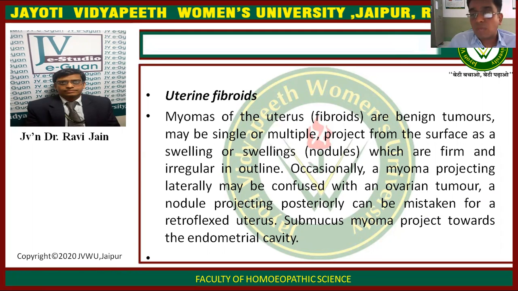So occasionally these myomas projecting laterally may be confused with an ovarian tumor. A nodule projecting posteriorly can be mistaken for a retroflexed uterus. Submucous myoma projects towards the endometrial cavity. So these are about uterine fibroids. What does uterine fibroid present with? A patient with uterine fibroid most commonly presents with menorrhagia, too early menses, menses lasting for too long a duration, and dysmenorrhea.